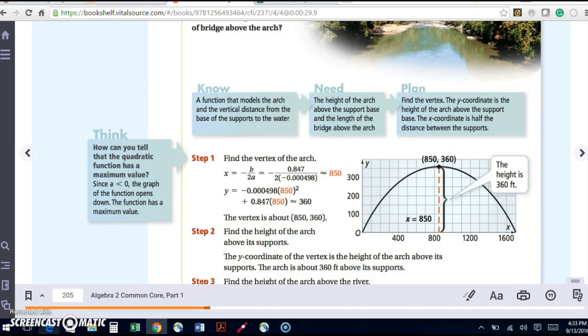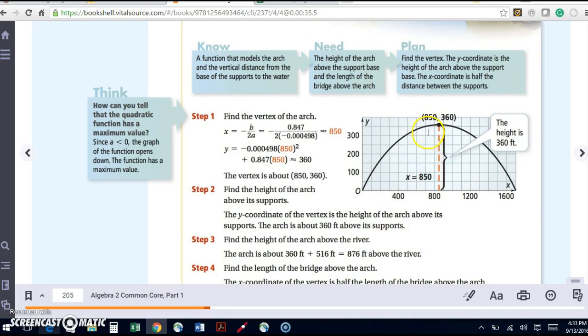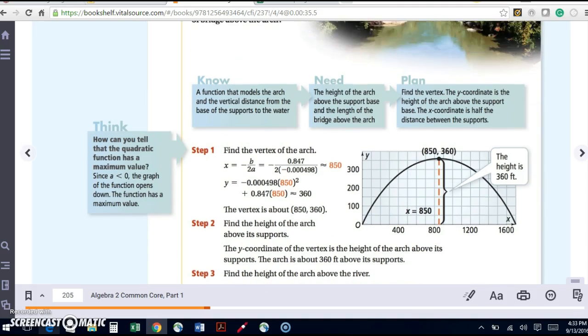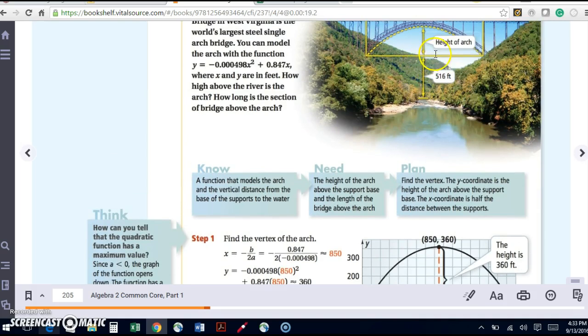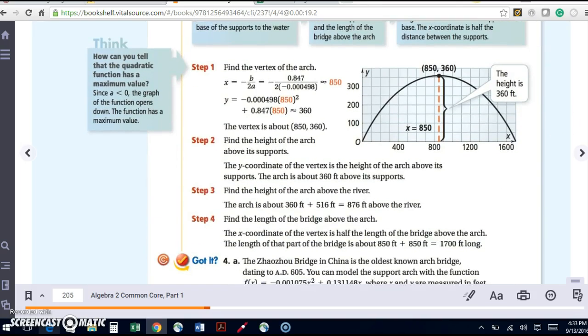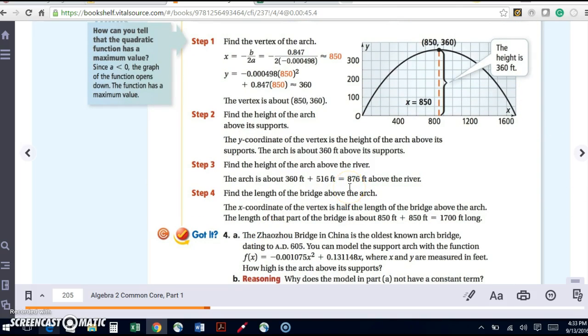So that means the height would be 360. The arc is 360 feet above the support. Now they let me know that this part is 516 feet above the water, so I can add 360 to 516 to get 876 feet above the water. Then it says find the length of the bridge above the arc. It says the x coordinate is half the length of the bridge. So from here to here is 850. If I want to do the other half of the bridge, I need to add another 850, which gives me 1,700 feet.